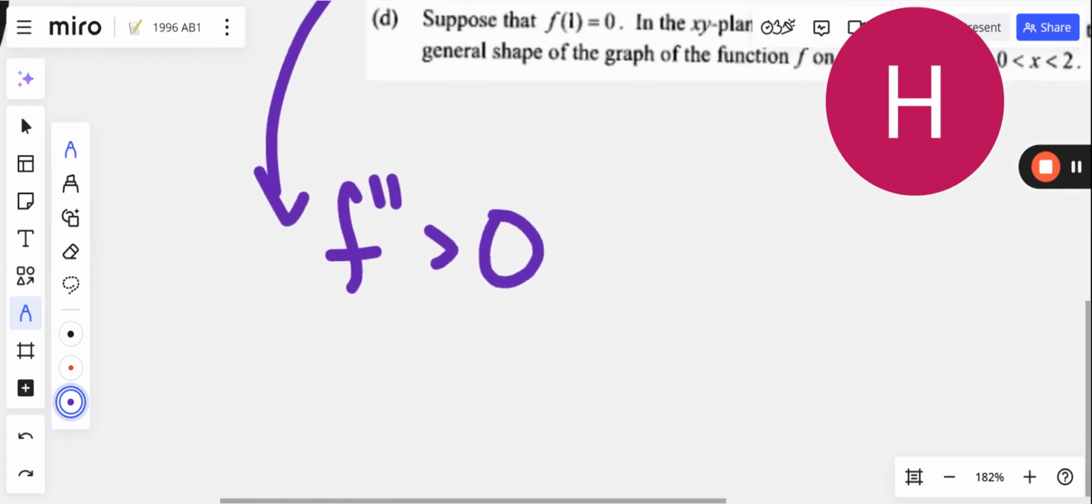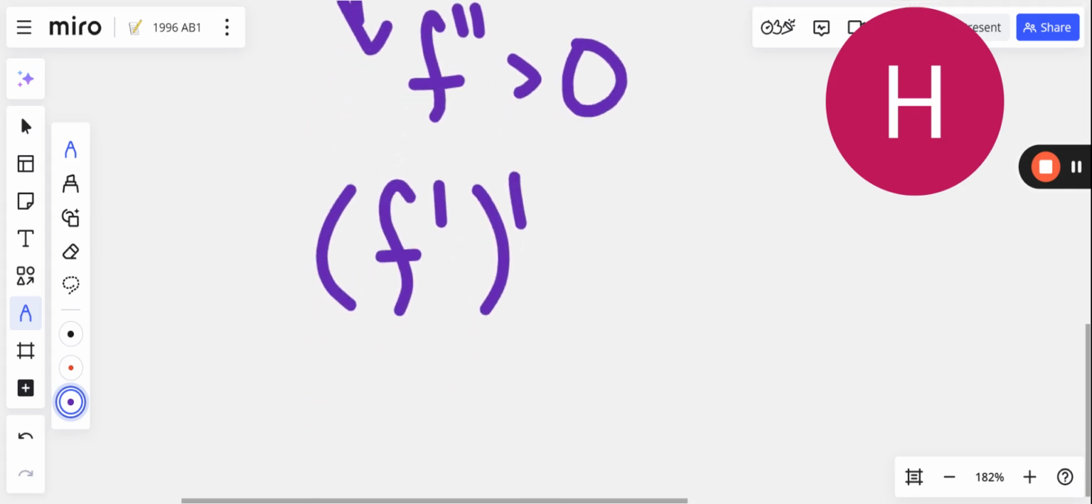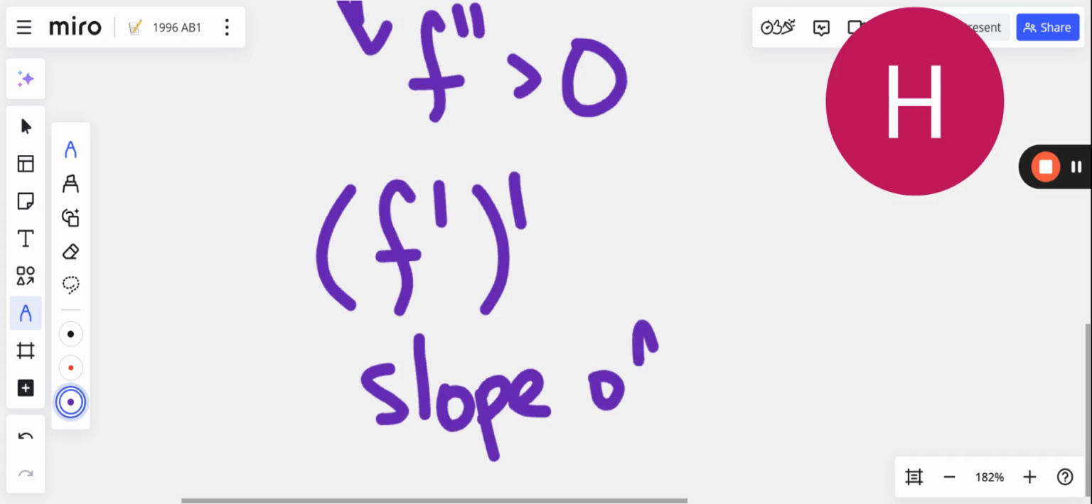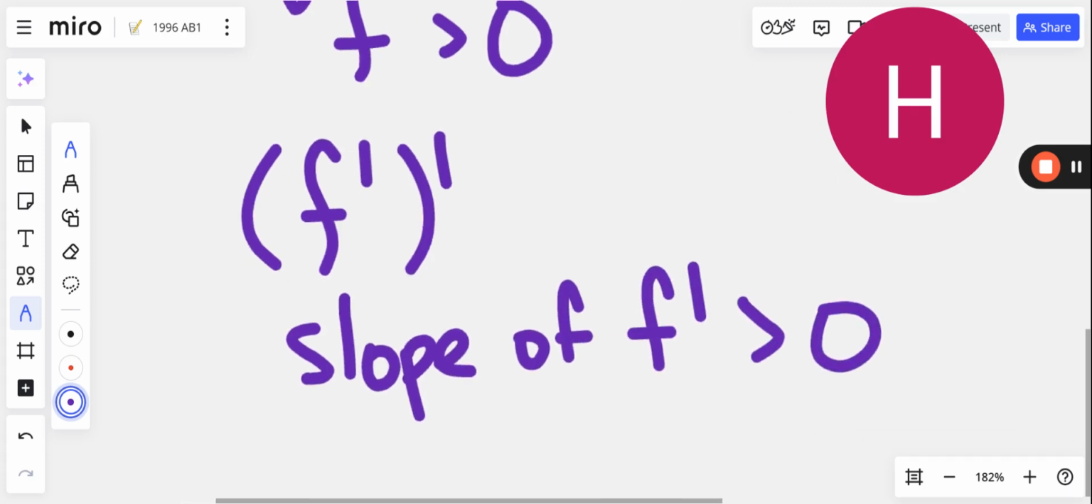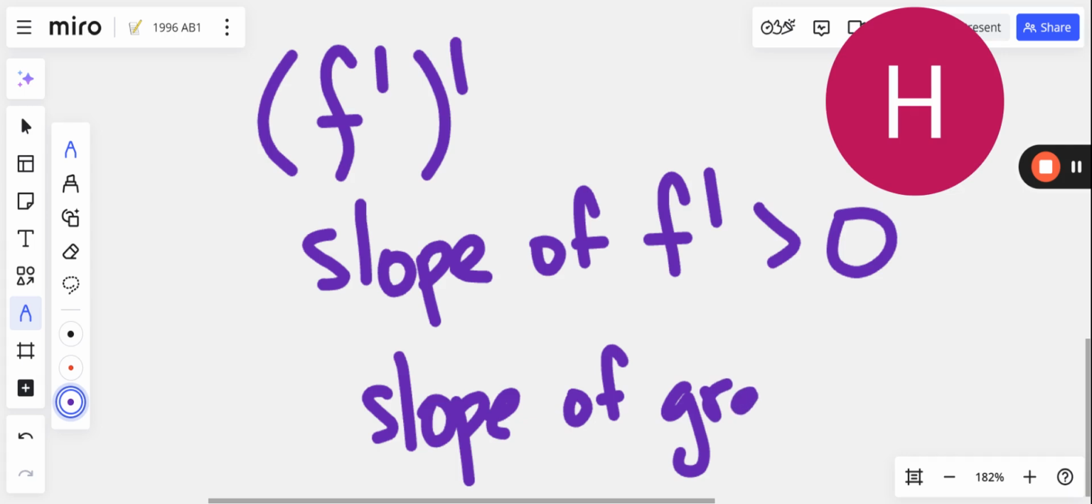And what is f double prime? Well, it's the derivative of f prime. It's like f prime prime. So it's the slope of the slope. It's the derivative of the derivative. It's the slope of f prime. We want to know when is the slope of f prime positive. Well, we have a graph of f prime. So we're basically trying to find out when is the slope of the graph positive.